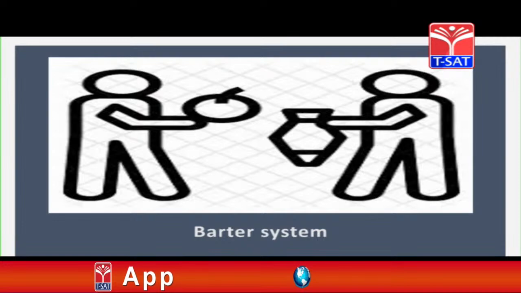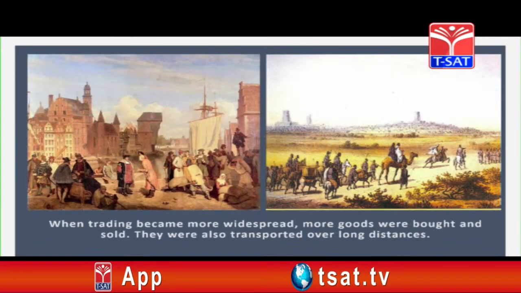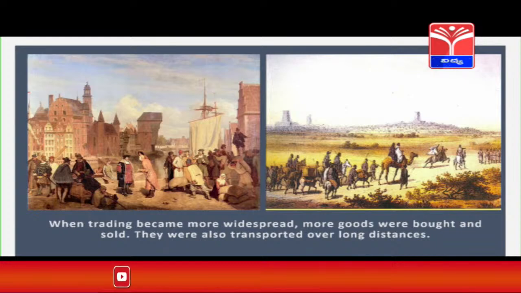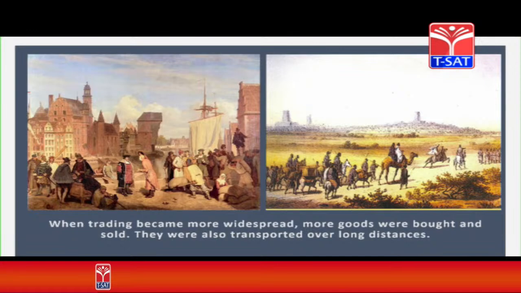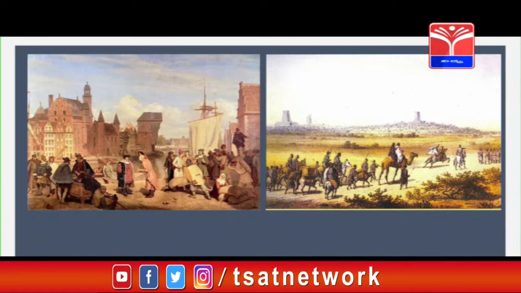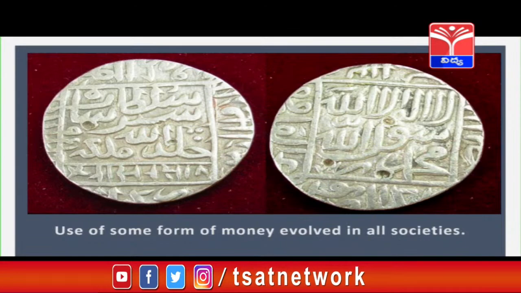There were a lot of problems related to the barter system. At the same time, it was difficult for people to travel a long distance for the exchange of these goods. They had to carry them, and if one person is staying at one place and wants to exchange with another, they have to travel long distances carrying all the goods. These are some of the problems related to the barter system, and in order to avoid these problems, there was an evolution of money.